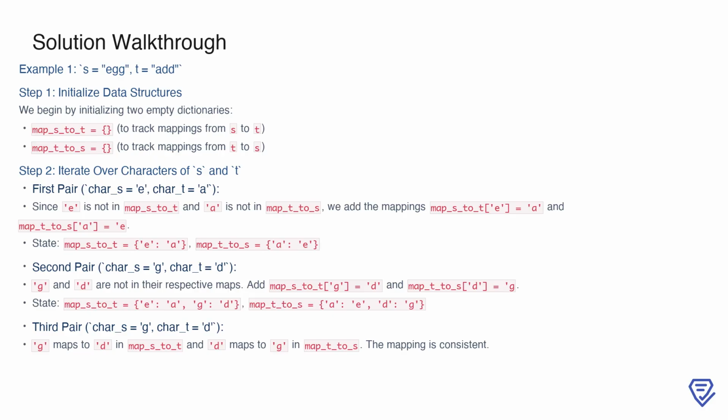For the second pair, char_s equals g and char_t equals d, we again find that neither character is mapped, so we add map_s_to_t, g equals d and map_t_to_s, d equals g. The state updates accordingly. Finally, for the third pair, char_s equals g and char_t equals d, we observe that both mappings are already consistent, as g maps to d and d maps back to g. This confirms that all character mappings so far align with the expected behavior.